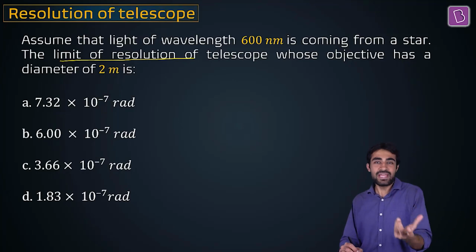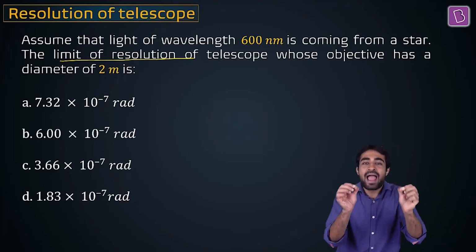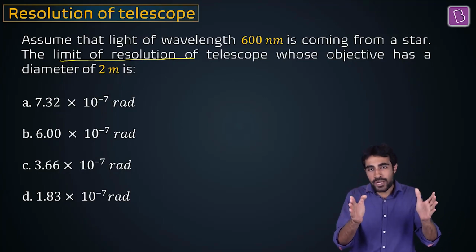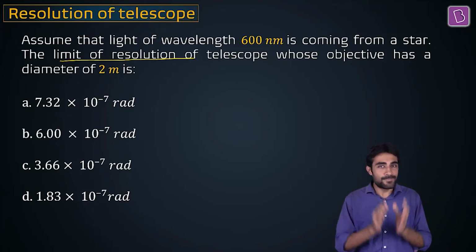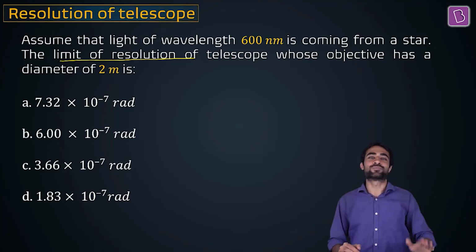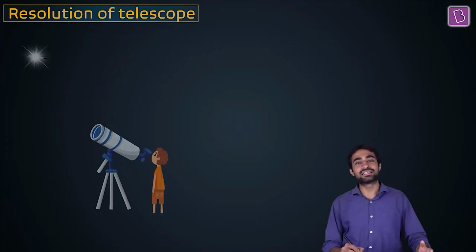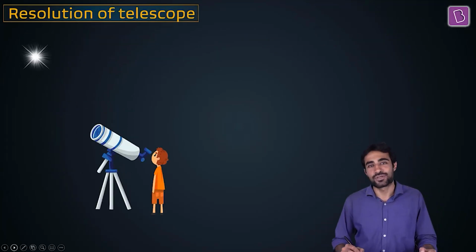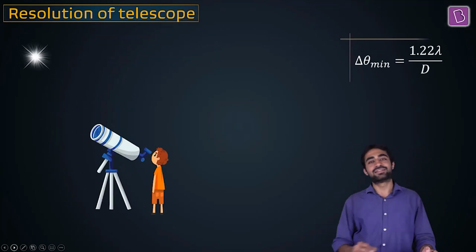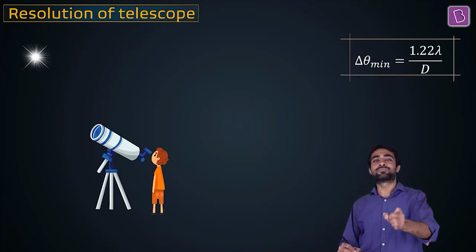What do we actually mean by the limit of resolution? Well, the minimum angular separation between 2 points which can be resolved using the optical instrument is the limit of resolution of that optical instrument. And we have an awesome formula to calculate this minimum angular separation. We have the formula like this: 1.22 times lambda divided by d.